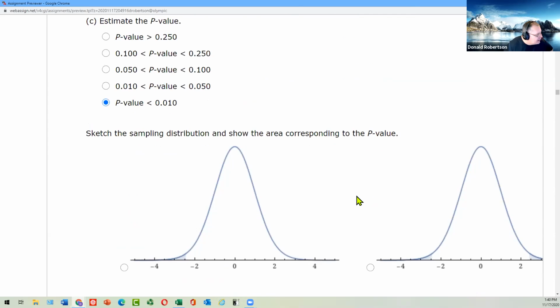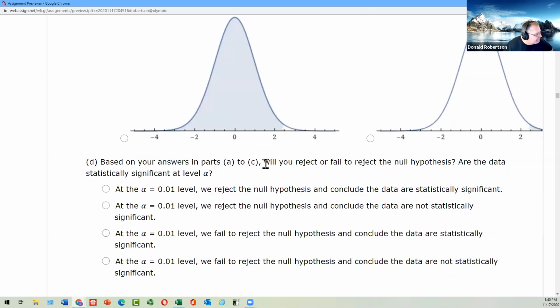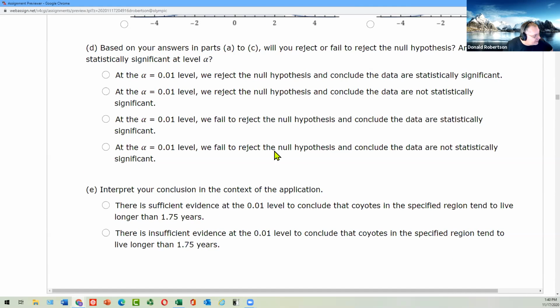Do a sketch of it. It's tiny. Is this significant at that level? And the answer, yes, it is. And you reject the null. And it's significant. And we're finished. Usual, just in case. Any questions?